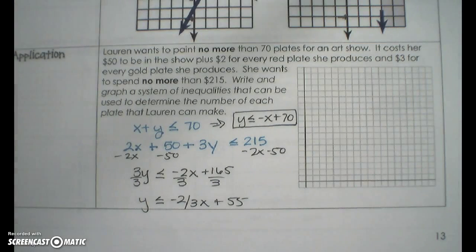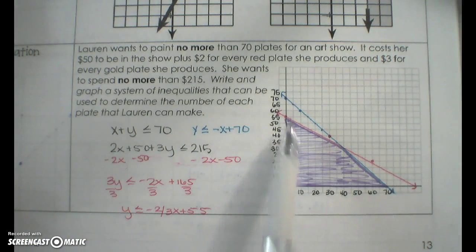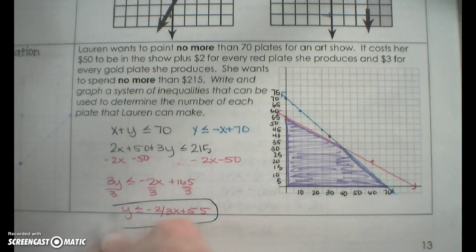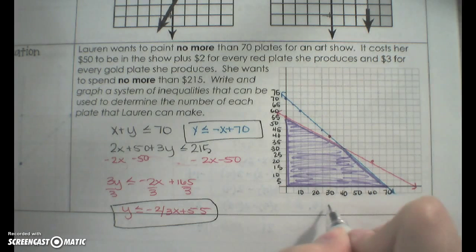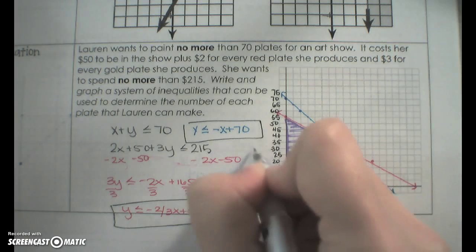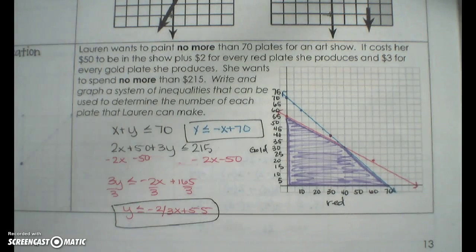All right, so go ahead and graph. We're going to go up by 5s in both directions, and I'm going to go ahead and graph that and then show you what it should look like. All right, so graphing by 5s, graphing both those lines, this line down here and this line up here. And the shaded region is the region that's the combination of the different plates that she could do. So the X's were the red, and up here were the gold. So anything in that shaded region would be the combination of both that she could do.